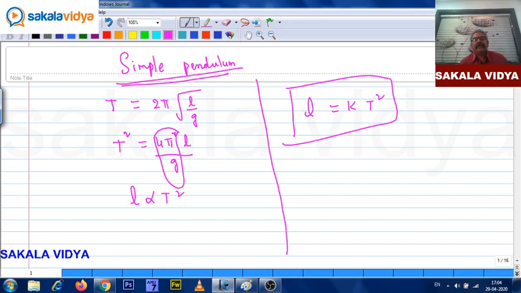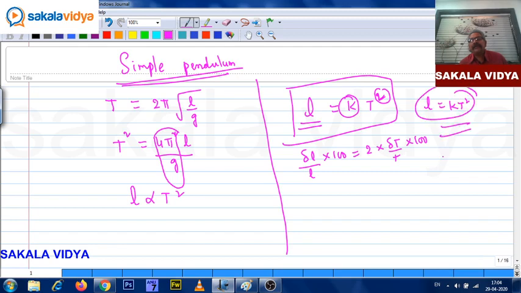And one more thing, if you want to find out the percentage error in L, very simple, delta L by L into 100, constant you remove it. So, this is actually called dimension, it is T. In physics you might have studied units and dimensions. So, here dimension is 2, means 2 into delta T by T into 100, that is all. Simple, if you remember this formula, L is equal to k T square, most of the problems on simple pendulum regarding the errors and approximations we can solve.